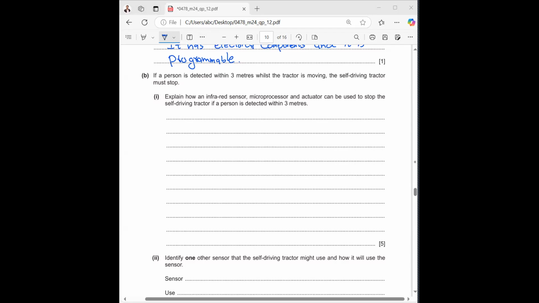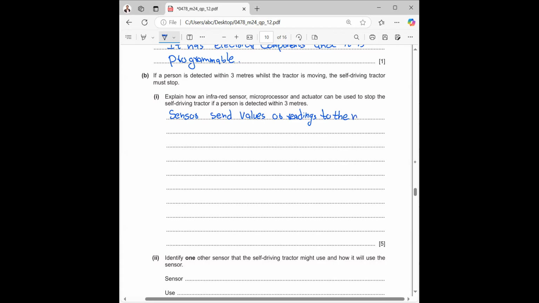So first of all, you can write that sensors send values or readings to the microprocessor, and then the microprocessor will then compare the data to the stored data.